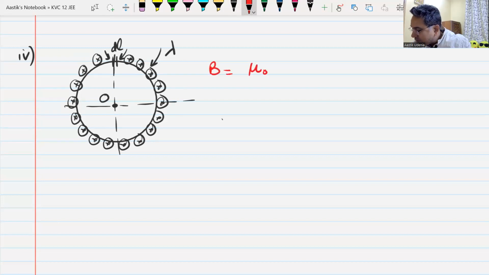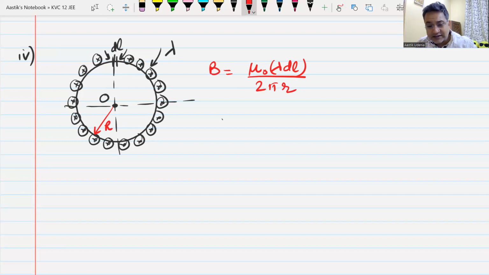Magnetic field with the cut will be mu naught into lambda into dl. This lambda into dl will give you the current in this segment. Divided by 2 pi r, because this is an infinite wire whose distance from the point is r. So that would be your answer if there is a cut. Do we understand this? Yes, sir.